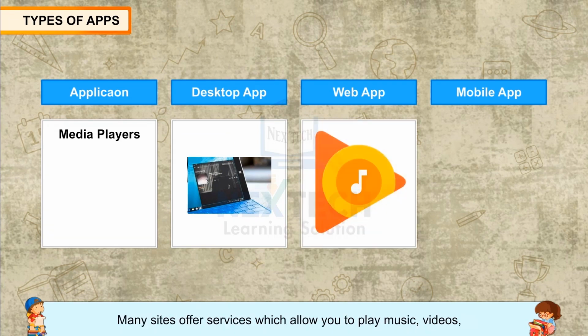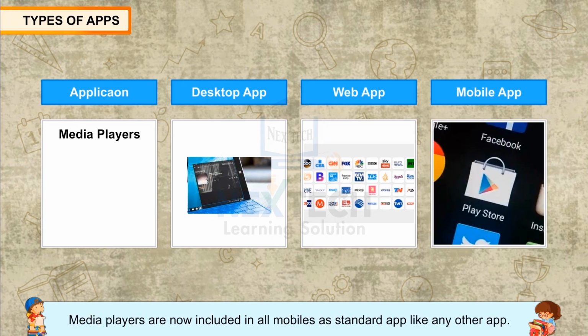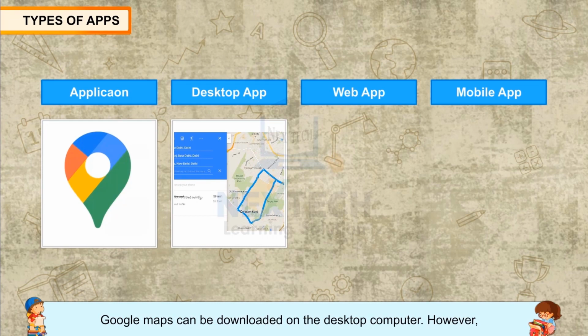Many sites offer services which allow you to play music, videos, listen to the radio, and even watch TV channels online. They have inbuilt media players which play these files. Media players are now included in all mobiles as standard app like any other app. There are many players which are available on the Play Store or iOS Store which can be downloaded and installed as mobile apps.